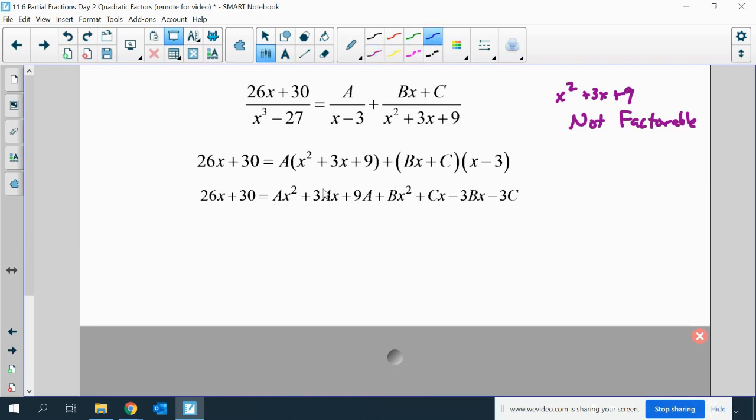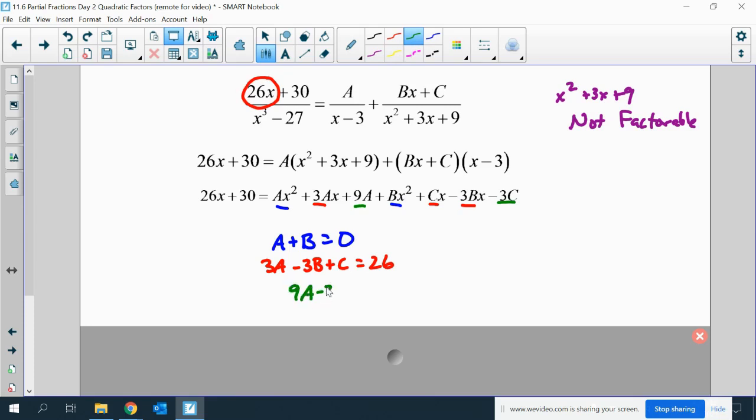And so then what I want to do is group the things. So a plus b is the x squared stuff, and that equals 0. Then I have 3ax and cx and minus 3bx. So I have 3a minus 3b plus c, and that has to equal 26 because those are all coefficients for x. Then I have 9a minus 3c, so 9a minus 3c must equal 30.